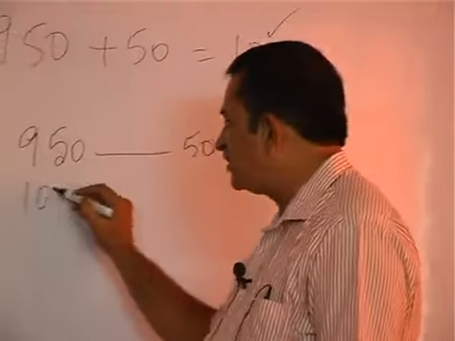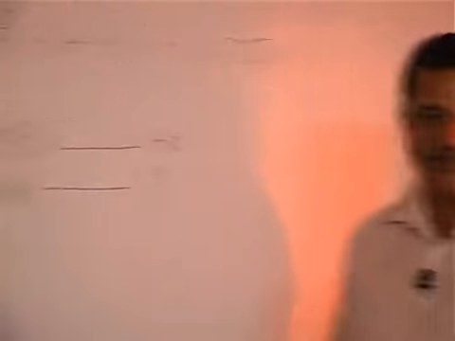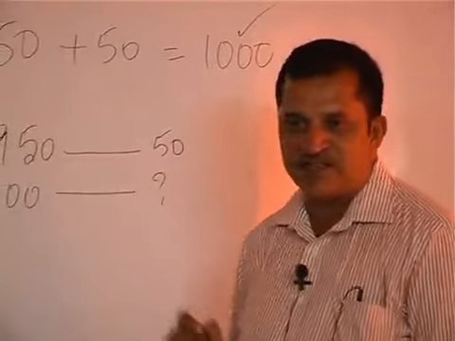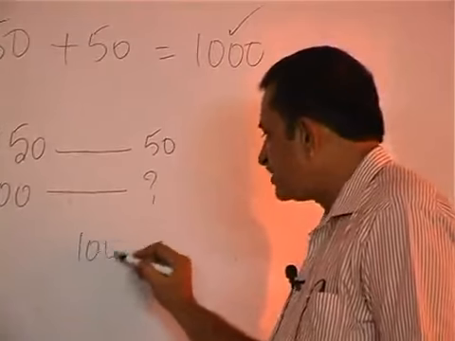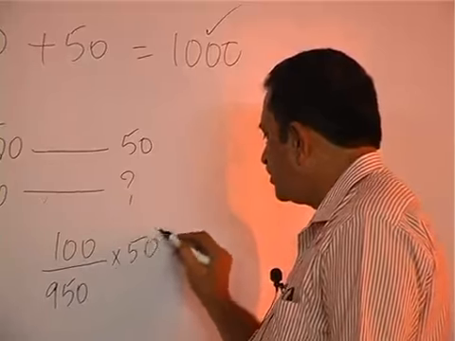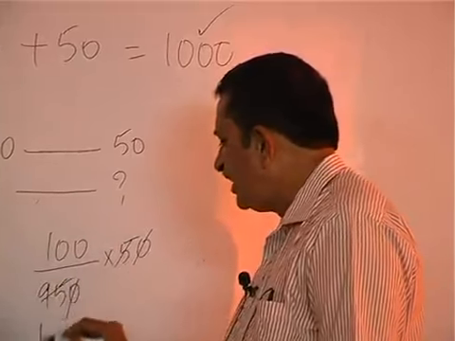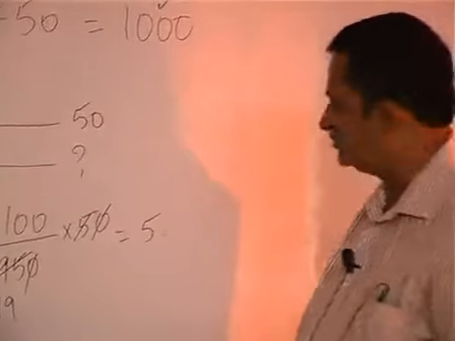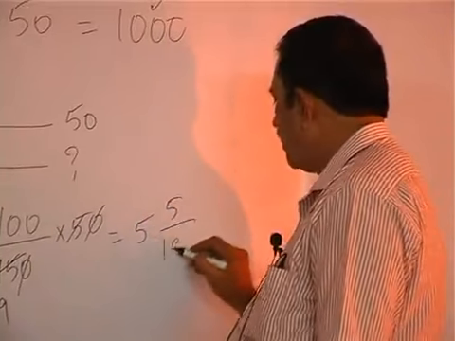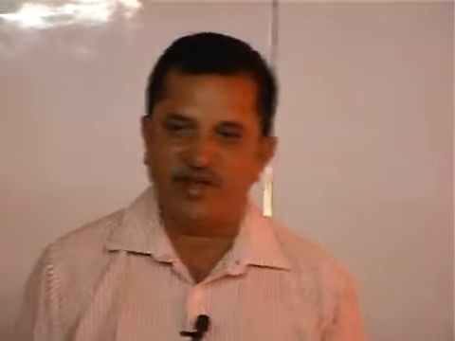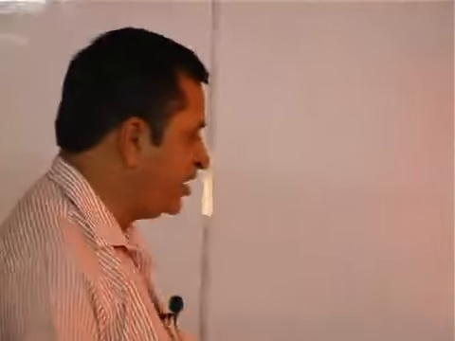For 100, what would be his gain? Compared with 950, the value of 100 is less. So, less by more into 50. 19 5s are 95. So 5 by 19% is the gain. Not 5%, more than 5% you will get. 5 by 19%, he will get.